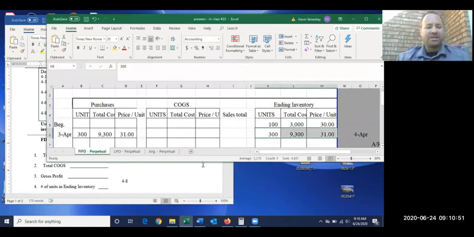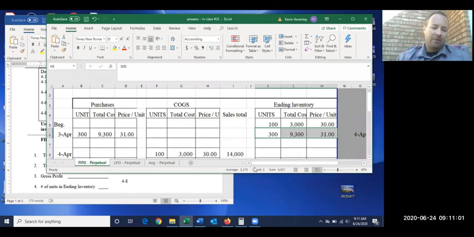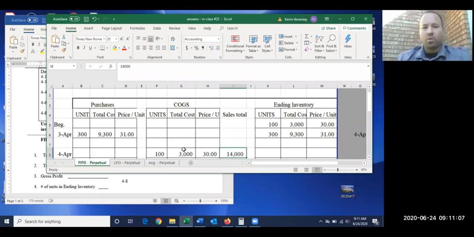When I come down and do a sale, I'm not going to put it in the purchase. I'm going to put it into my cost of goods sold. I'm going to put the full sales total over here by itself, because the whole goal of this worksheet is to figure out, well, what did that sale actually cost me in goods? This is where the new stuff comes in.